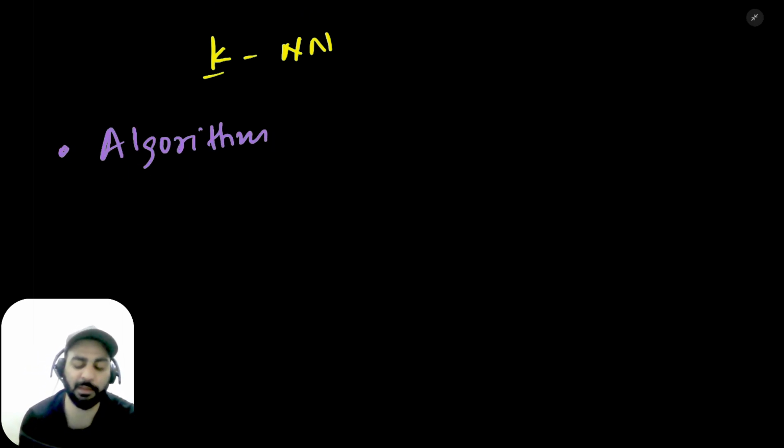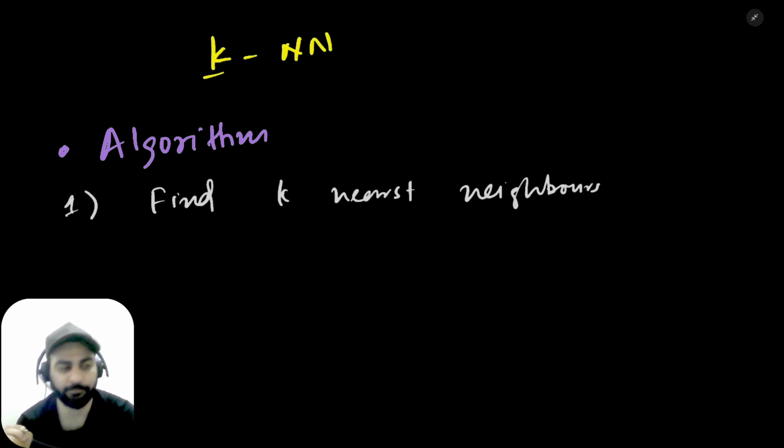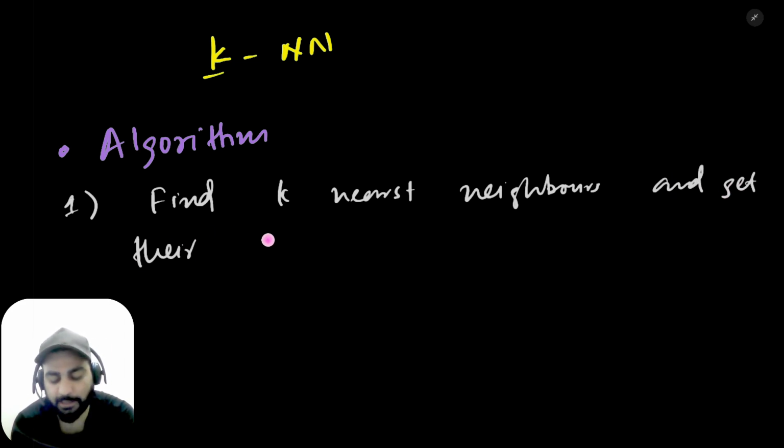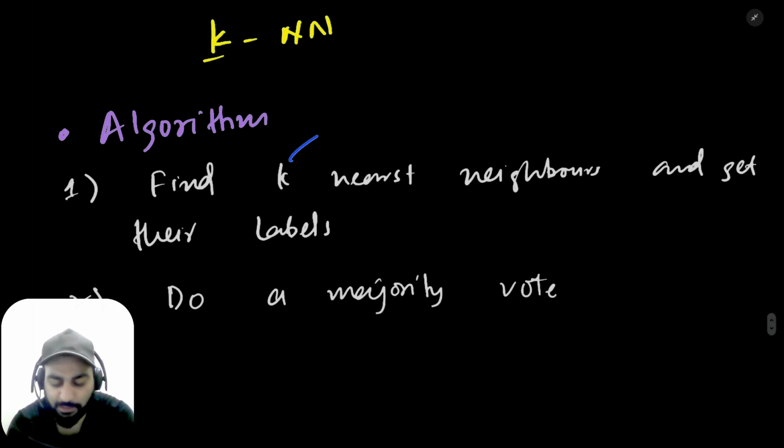Okay, so if I write the algorithm, what is the algorithm? The first step is to find k nearest neighbors. And when you find these and get their labels, the second step is to do a majority vote. Usually, this k here, you have control over how many neighbors to choose. So this is called a hyperparameter.